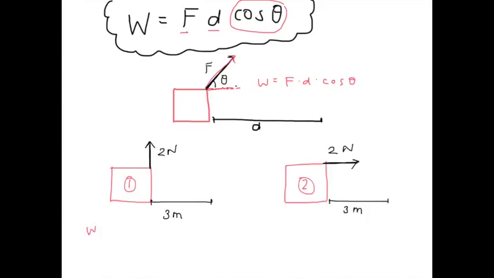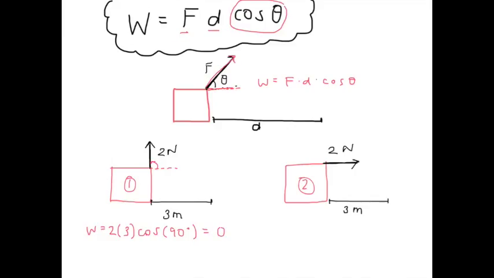In this first situation, work is equal to a force, so 2 newtons, displacement is 3 meters, and cosine, we'll call theta 90 degrees, because that's the angle between the force and the horizontal, 90 degrees. Now, cosine of 90 degrees is 0, which means that the overall work performed is 0.